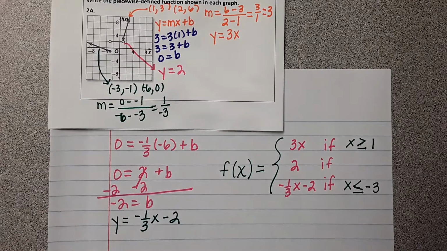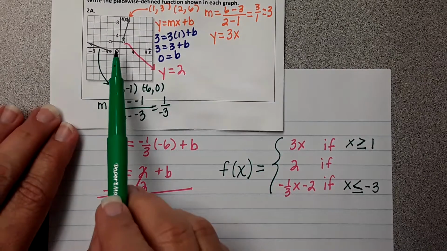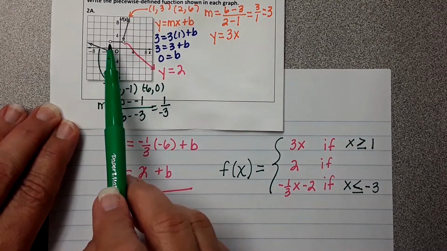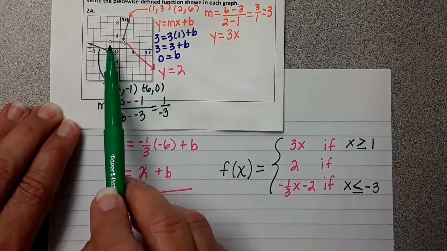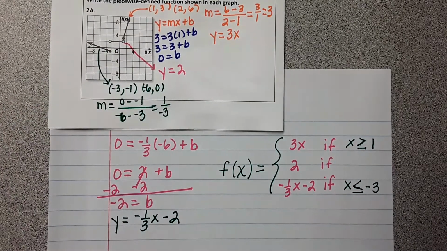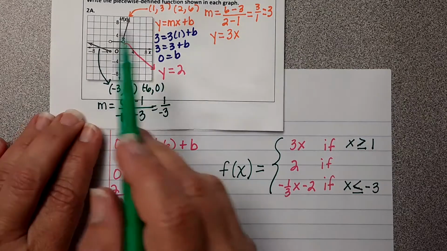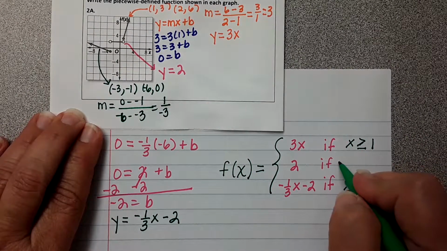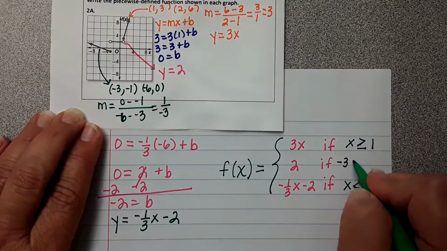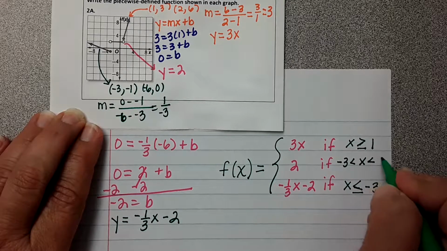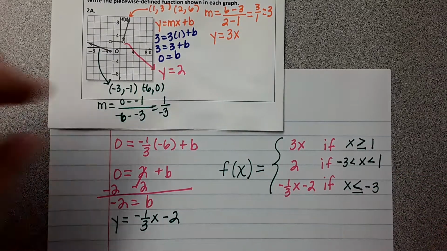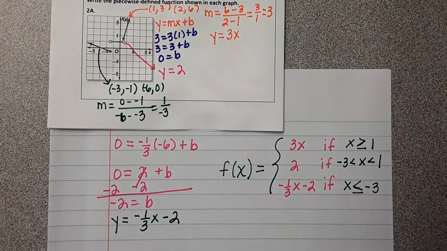Now, number 2. Number 2 is a horizontal line, and number 2 is very specific between 2 points. What piece of the line do we have? We have the piece where x is between -3 and +1. So remember, what piece of the line do you have?